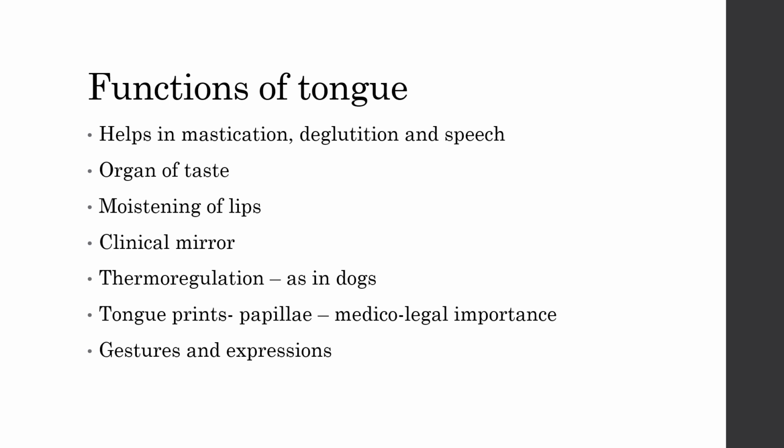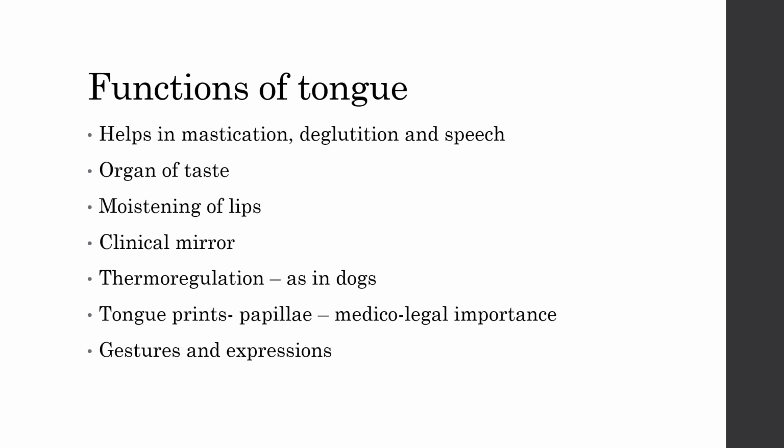It acts as a very important clinical mirror because there are many conditions like anemia and jaundice which can be reflected by just examining the tongue. It is a thermoregulatory organ, especially in dogs. You must have seen dogs when they are panting, they have their tongue out, so it helps to reduce their body temperature.